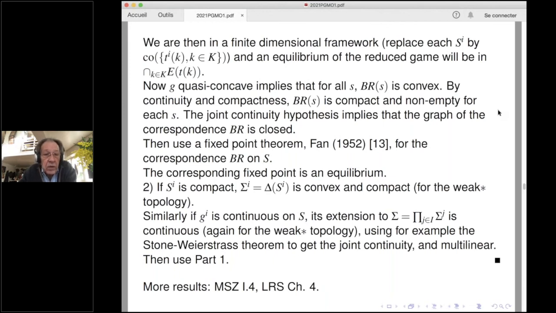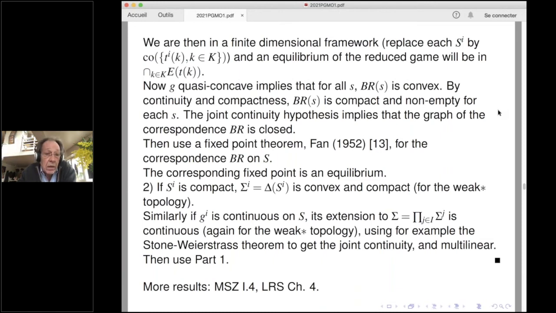And the joint continuity hypothesis implies that the graph is closed. So for each player i, if I look at the best reply of player i to a profile of his opponents, this will define a compact and convex set. Now, to prove that the graph of the correspondence is closed, I use the joint continuity. This is the main difference with the zero-sum case.